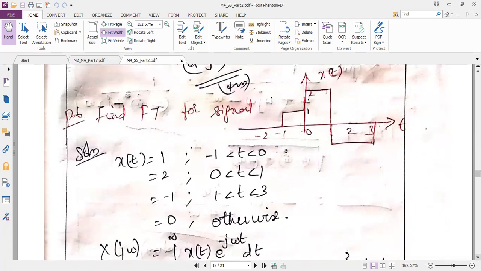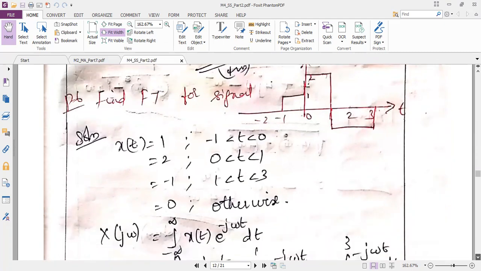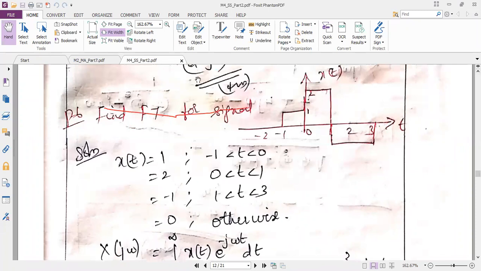I don't want to waste time by solving similar problems. See, this is a different problem from the earlier ones, so we will solve this now. Find the Fourier transform of the signal. I want you to just draw the signal. You have different amplitudes for different ranges of time. Your y-axis is x of t and your x-axis is t.